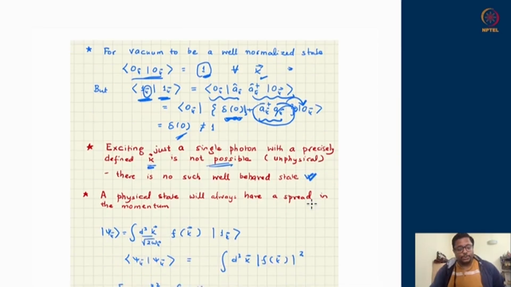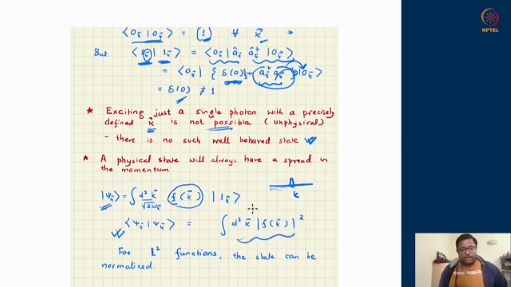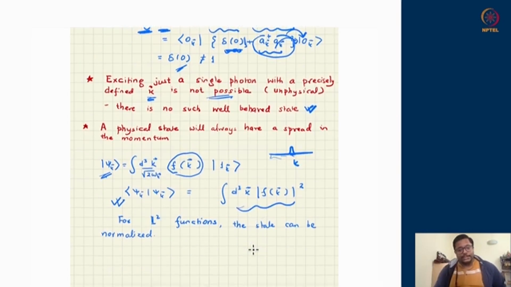So therefore, what one should really look for, we do not excite at a particular k, but we have a width, some spread. I do not exactly know where I have excited. I can just say that I have excited around a k value in some width. That width is given by f_k. So I would have a state where I do not know which k exactly it is. It is some k centered maybe around some k naught value, but some distribution should be there. And you can find out that such a state's norm is obtainable from the L2 integration of f_k. So if f_k's are L2 functions, Lebesgue functions of order 2, then the states can be well normalized.